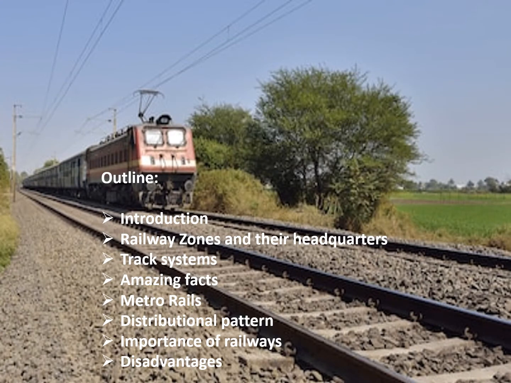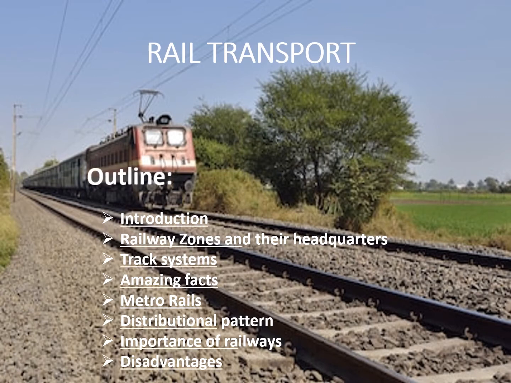The topic to be discussed today is rail transport, and the outline of the topic is: introduction to the topic, railway zones and their headquarters, track systems which include broad gauge, meter gauge and narrow gauge systems, amazing facts related to the Indian Railways, metro rails and their progress, distributional pattern of Indian Railways, importance of railways, and disadvantages of railways as well. Now, let's start the discussion in detail.